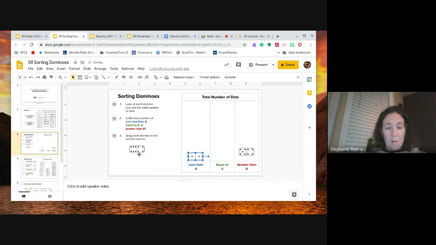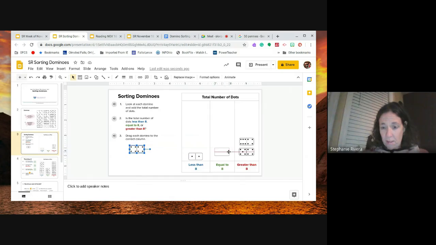Our next domino is 4 and 6. 6 and 4. 6 plus 4. You are right. It is greater than 8. Now we have 4 plus 4. Ooh, I heard somebody shout it out. You're right. It is equal to 8.